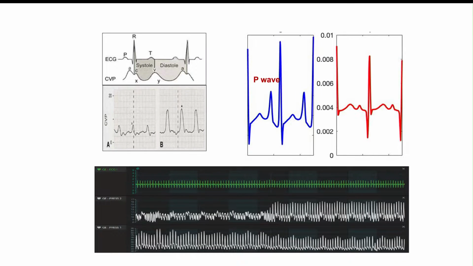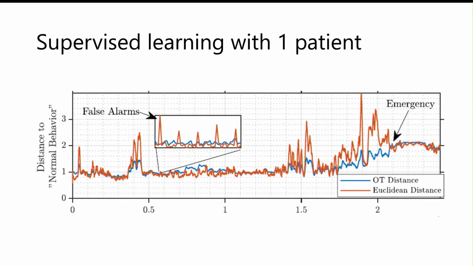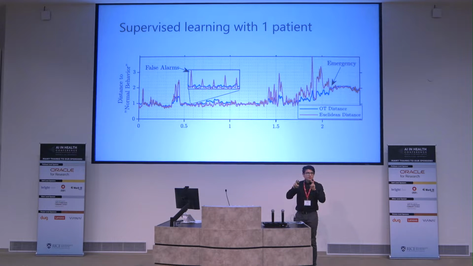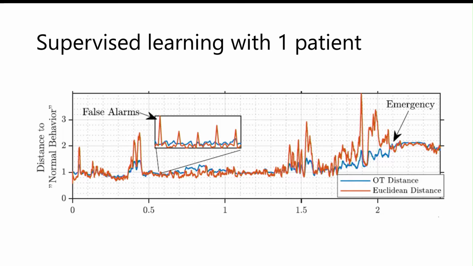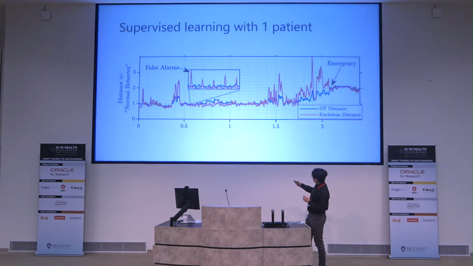So the question now is that this is a process that is done manually. Can we use optimal transport to somehow detect these types of variations in the shape? This is a preliminary study that we did. What you're seeing here in the y-axis is distance to sinus behavior, or what a normal heartbeat should look like. The x-axis is the time, and this is only one patient. Then we're comparing distances based on Euclidean measures and distance based on optimal transport.